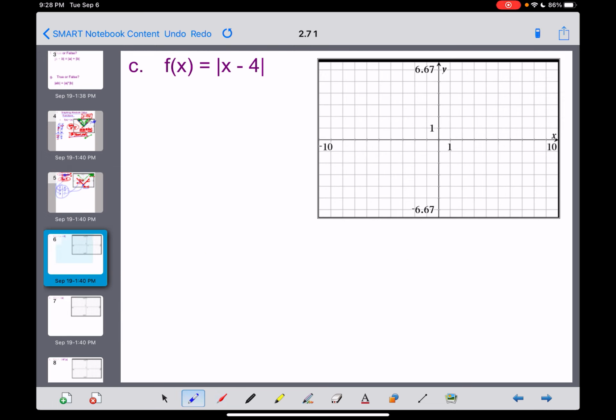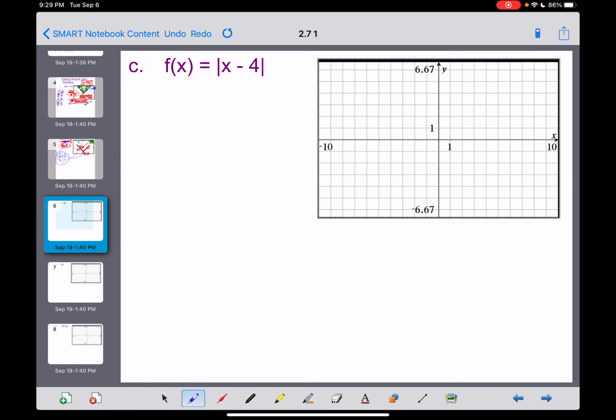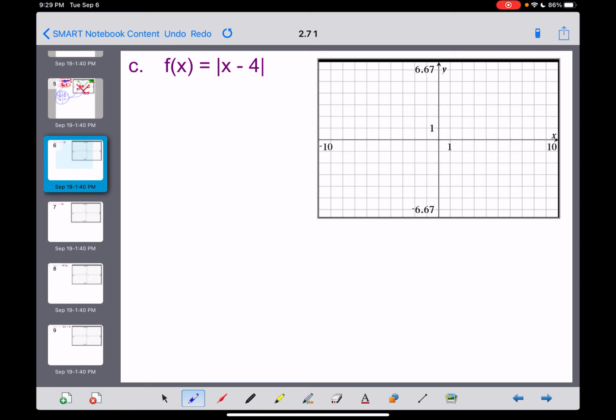At first glance, example C looks almost identical to example B, but when you look more closely, you realize there's a minus 4 here, but now that minus 4 is taking place inside the parentheses. So this would be the second thing we talked about in 2.6. This is what we call a horizontal shift. And with a minus 4 inside the parentheses, that means that we are shifting this graph to the right 4 units from the parent graph.